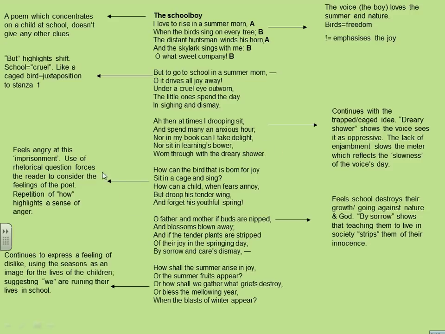Okay, stanza 4. It feels angry now, so the voice shifts and starts to question the reader here. How can they feel angry at this imprisonment? These rhetorical questions really make us consider, and the repetition of 'how' seems to be almost criticising us. And you get the idea. We work our way through until right at the end, and we're picking out individual words. We're looking at structural features, but it's always how the poem's made me think and feel.